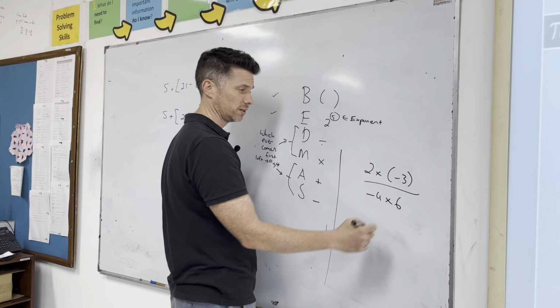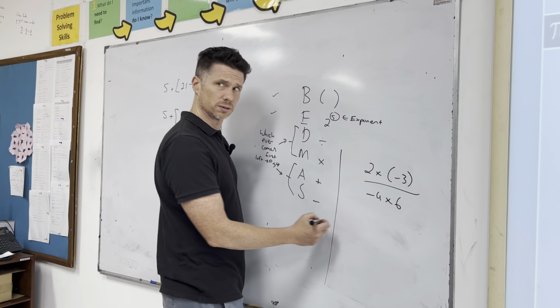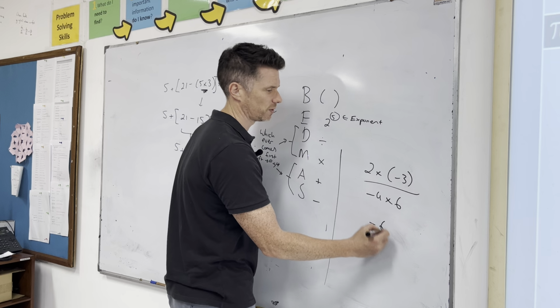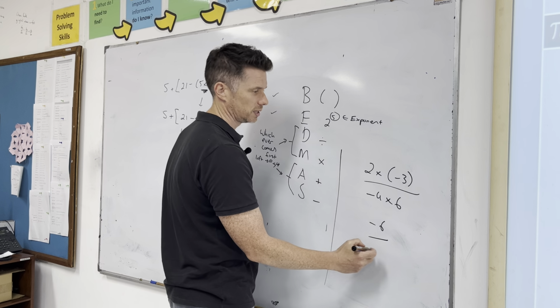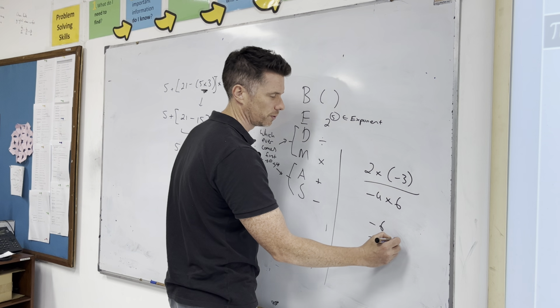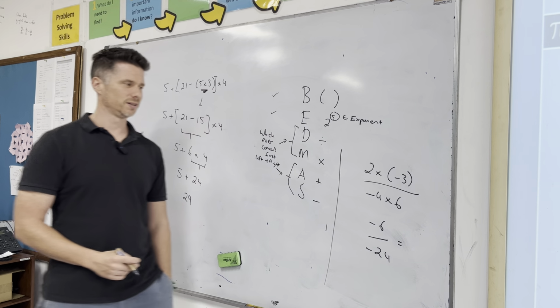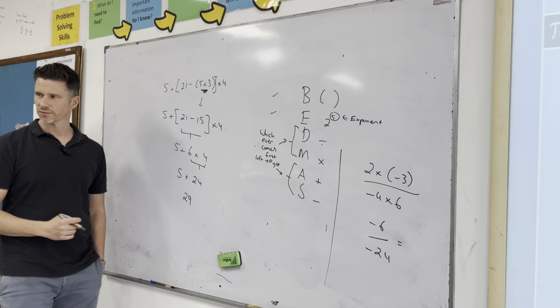So 2 times -3 is what? Vandy, are you okay? Can you pay attention, please? Thanks. And this is -24. How do I divide -6 by -24?